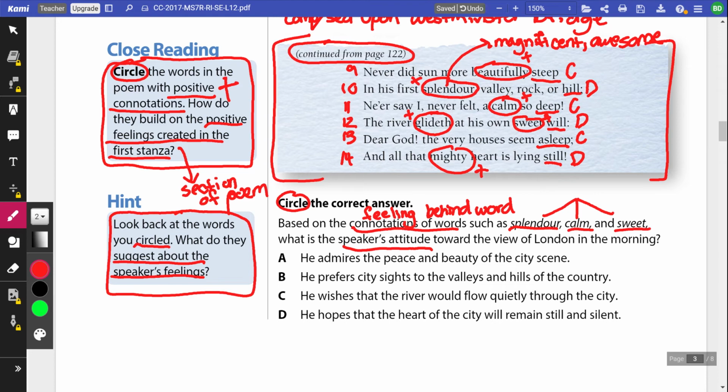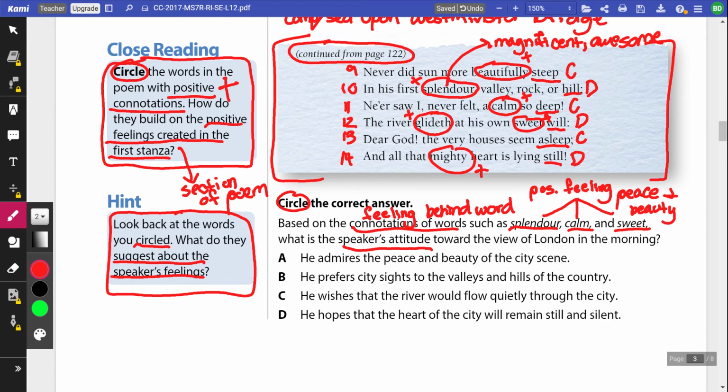Well, if you said positive, you were on the right track, because all three of those words have positive feelings behind them. They give us a sense of peace and beauty, right? If something is splendor, it's magnificent, beautiful, awesome. Calm makes us feel kind of serene. And if something's sweet, that's definitely positive. So it gives us a sense of peace and beauty overall. So we have to think about how those words get interpreted into the speaker's attitude toward the view of London.